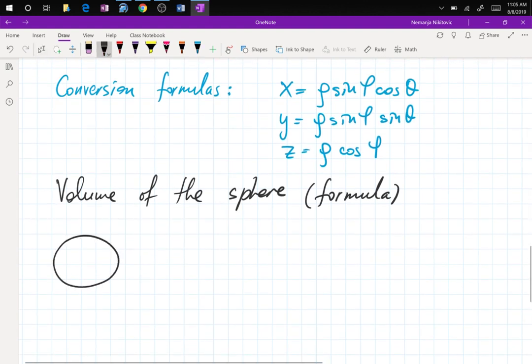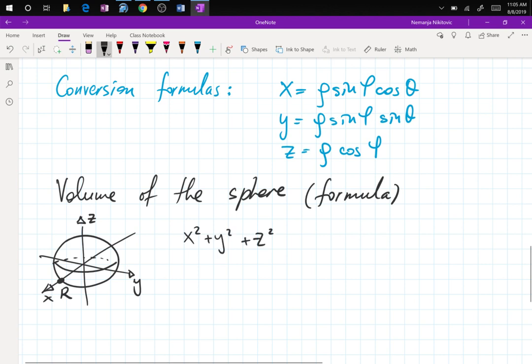So I have a sphere with the radius capital R. So the equation over here is x squared plus y squared plus z squared equals capital R squared. We also learned that this transfers into rho equals capital R in spherical coordinates.